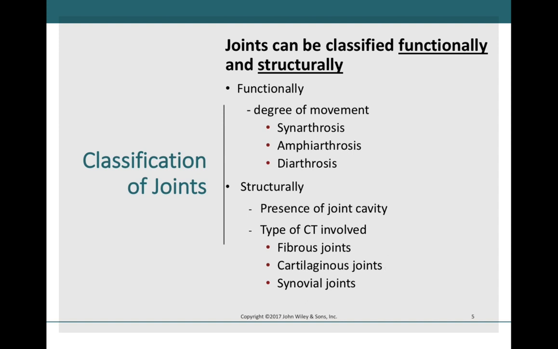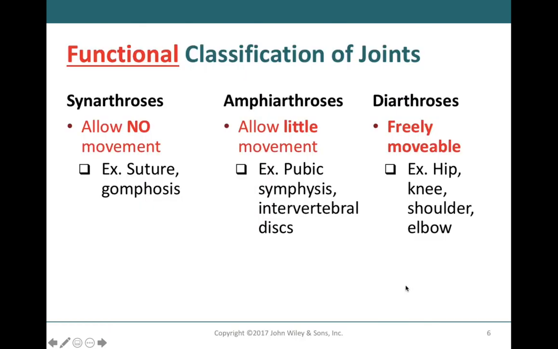We will see that structurally we can also have three major types of joints. We can have fibrous joints, we can have cartilaginous joints, and we can have synovial joints. Each of these types of joints is going to have some type of connective tissue and also may or may not have a joint cavity, and that's going to play into that joint's structural classification. So on the next slide, we're going to discuss the functional classification, and then we'll take our way into the structural classification of joints.